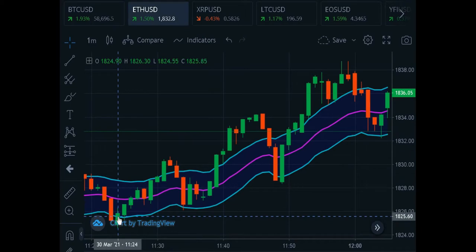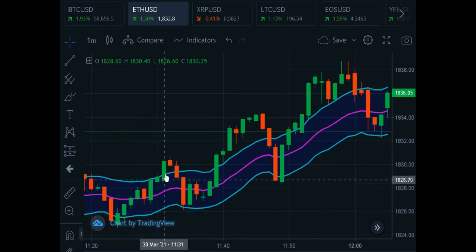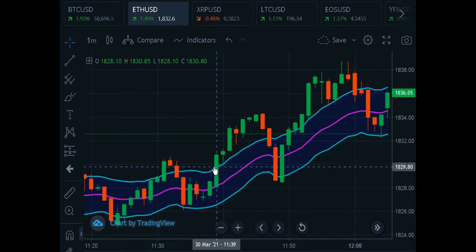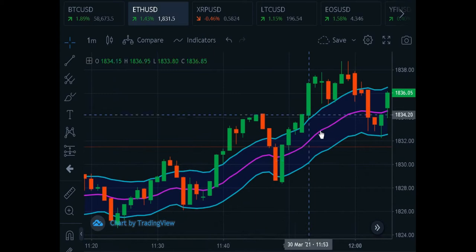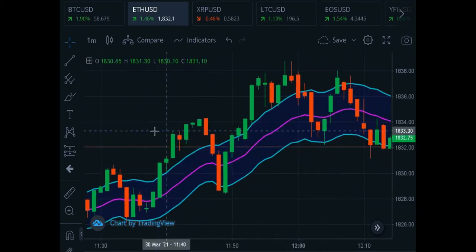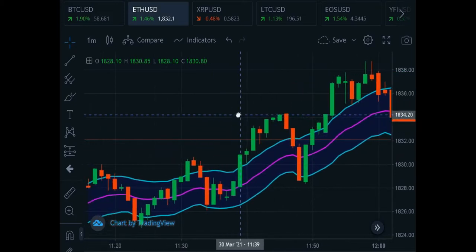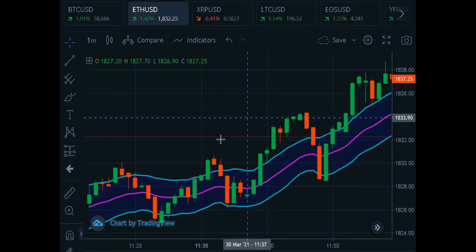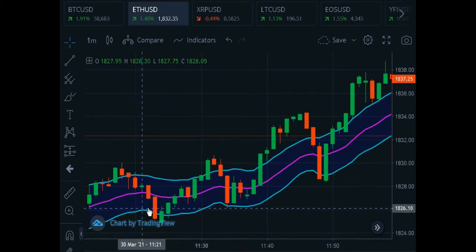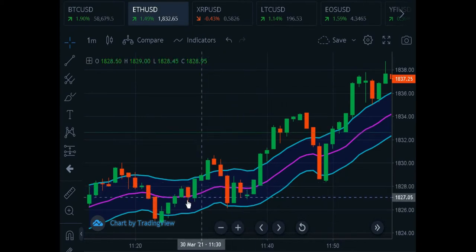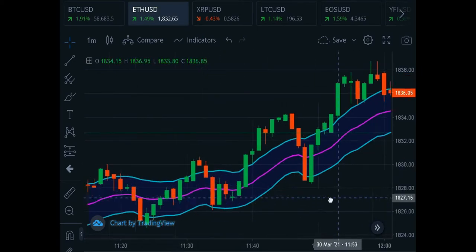All right, but notice that it worked here. You touch the lower line on the Keltner channel. You could have bought here and then sold here when it touched the upper line. And then you could have bought here and then sold here, bought here, sold here, and then again, bought here and then sold here. It worked 4 times in a row. Again, it does not always work out that perfectly, all right?